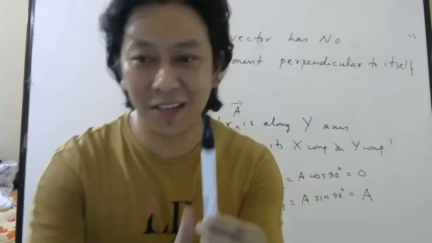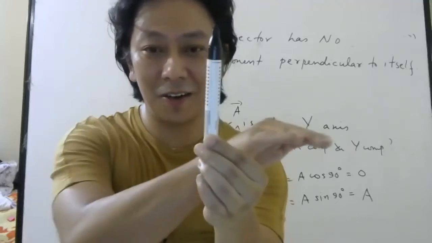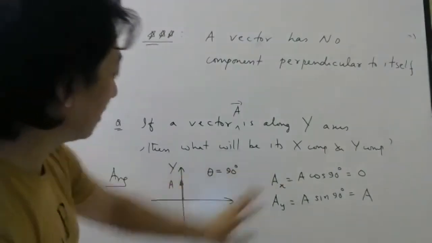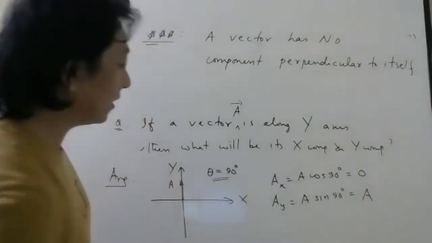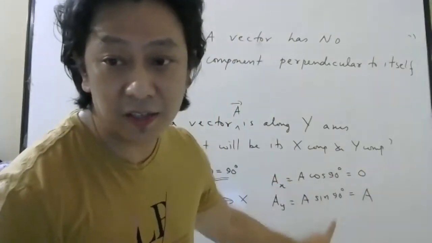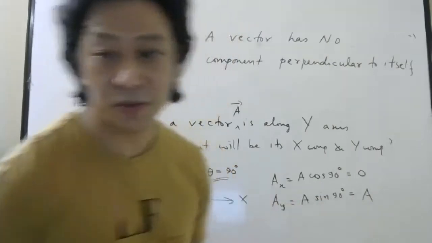So if a vector is along y-axis, then it cannot have x component. So please understand this part easily. Here theta is 90 degree, a cos 90 is 0. Everybody should know how much cos 90 is and how much sin 90 is.